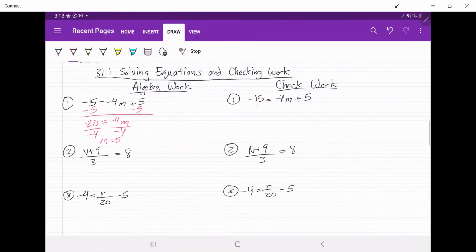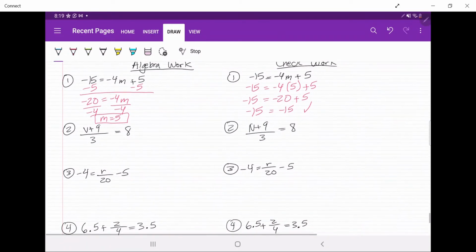Now we check our work. Instead of writing m, we'll substitute it with the number 5. So negative 15 equals negative 4 times 5 plus 5. And we're checking our work to see if our answer is correct. Negative 4 times 5 is negative 20 plus 5. And negative 20 plus 5 is equal to negative 15. So negative 15 does equal negative 15. Therefore, m equals 5 is the correct solution.